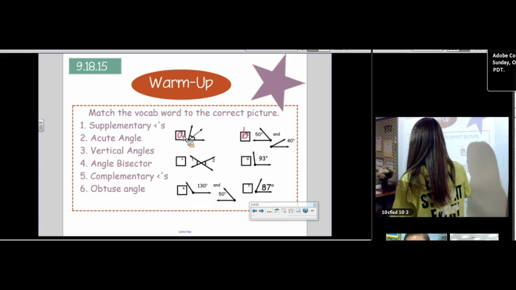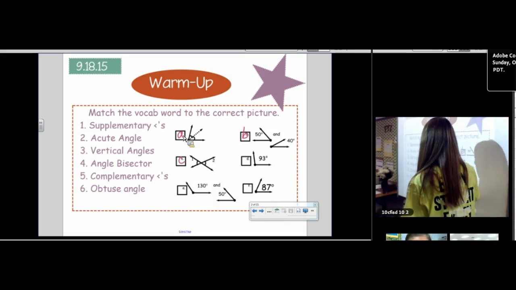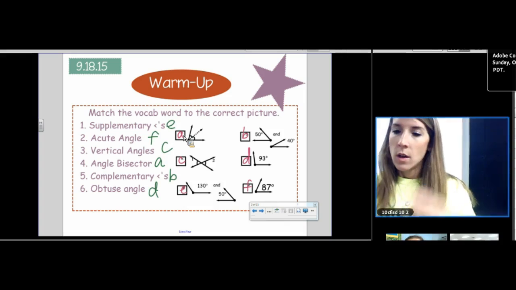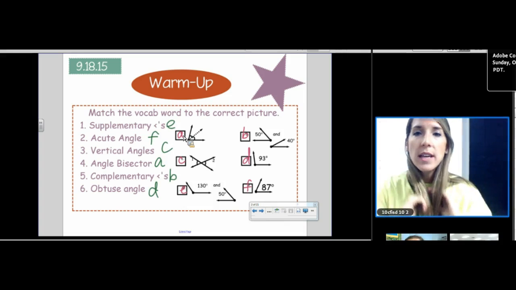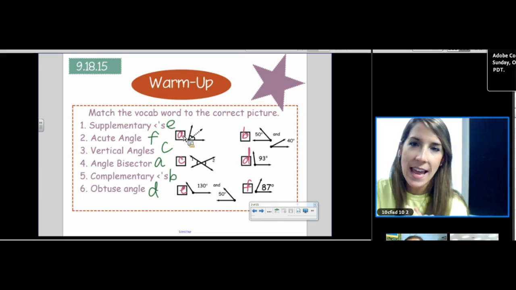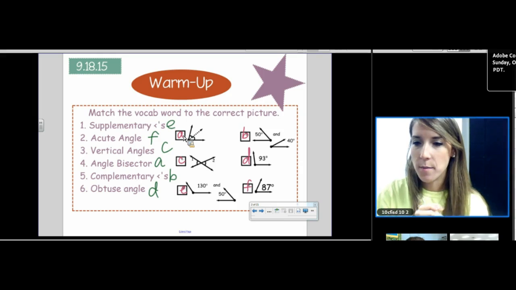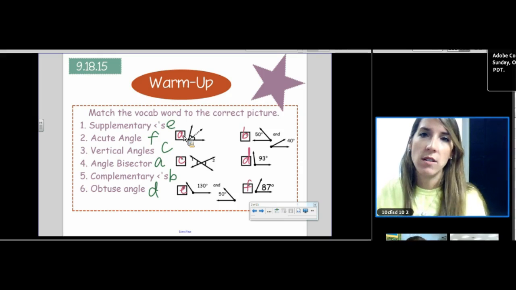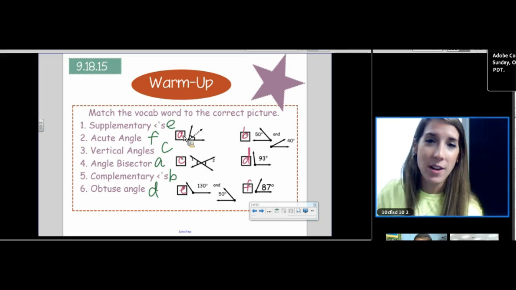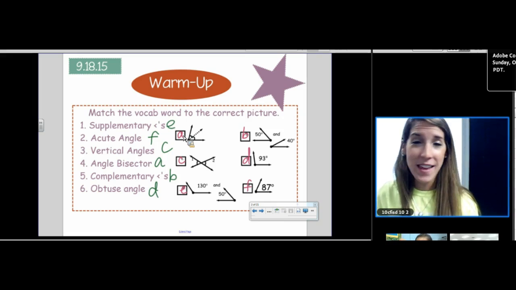A, B, C, D, E, F. So after the test yesterday, you were given your angles vocab, and you were told to use Google to figure out the answers to the terms. I wrote the definition, I gave you the picture, and you just needed to find the word. So we are starting a brand new unit today. It's obviously called the Angles unit.